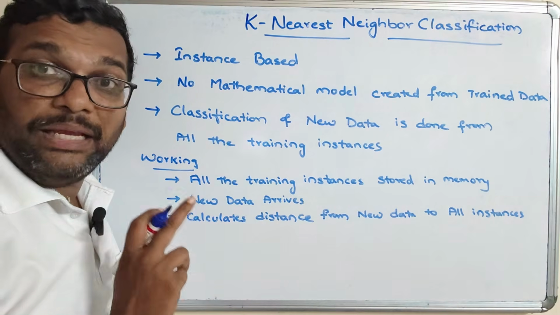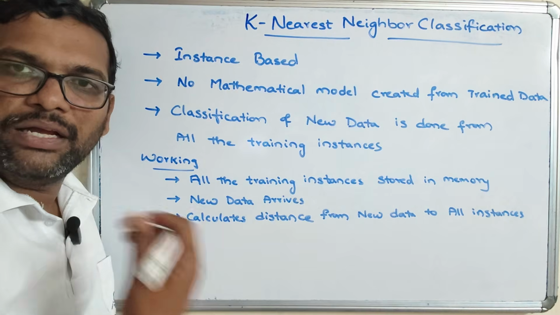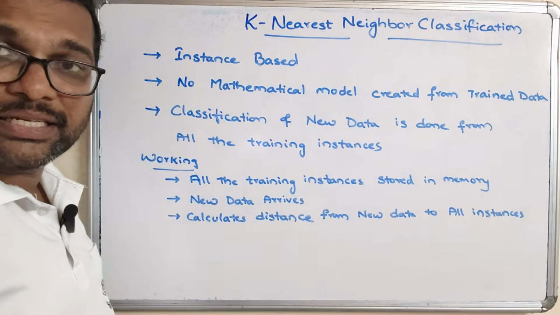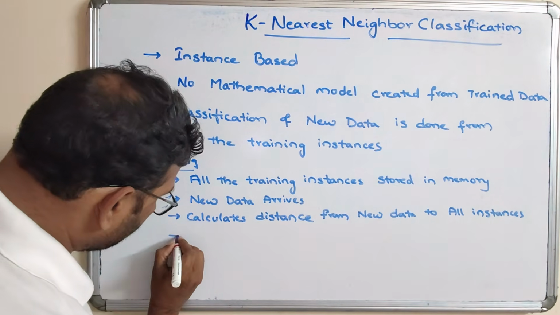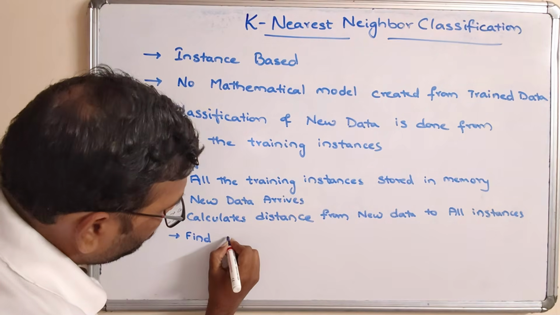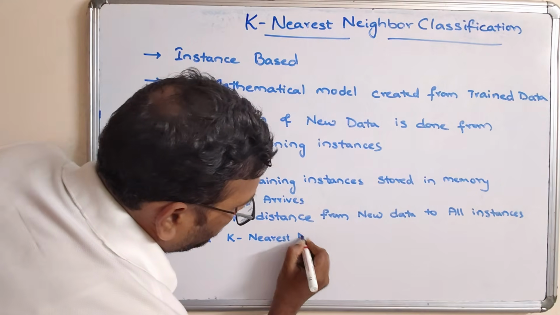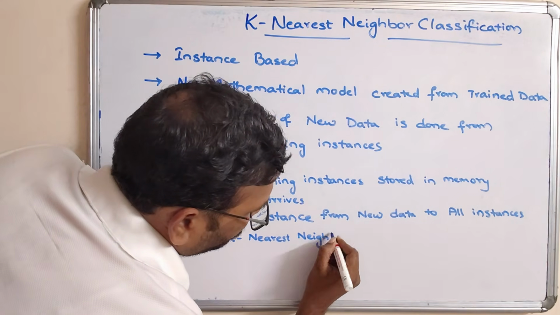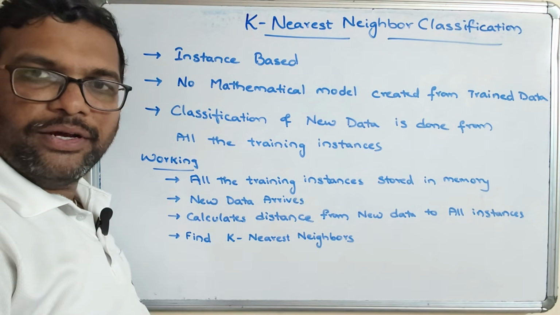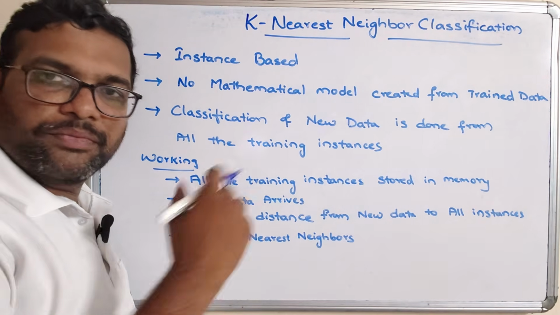So we'll see the implementation part also. Let me explain the theoretical part and then we'll go with the implementation, right? So it calculates the distance from the new data to all instances which are in the memory. Next, find k nearest neighbors, which are close to the new data. We have to find the nearest neighbors which are close to the new data.